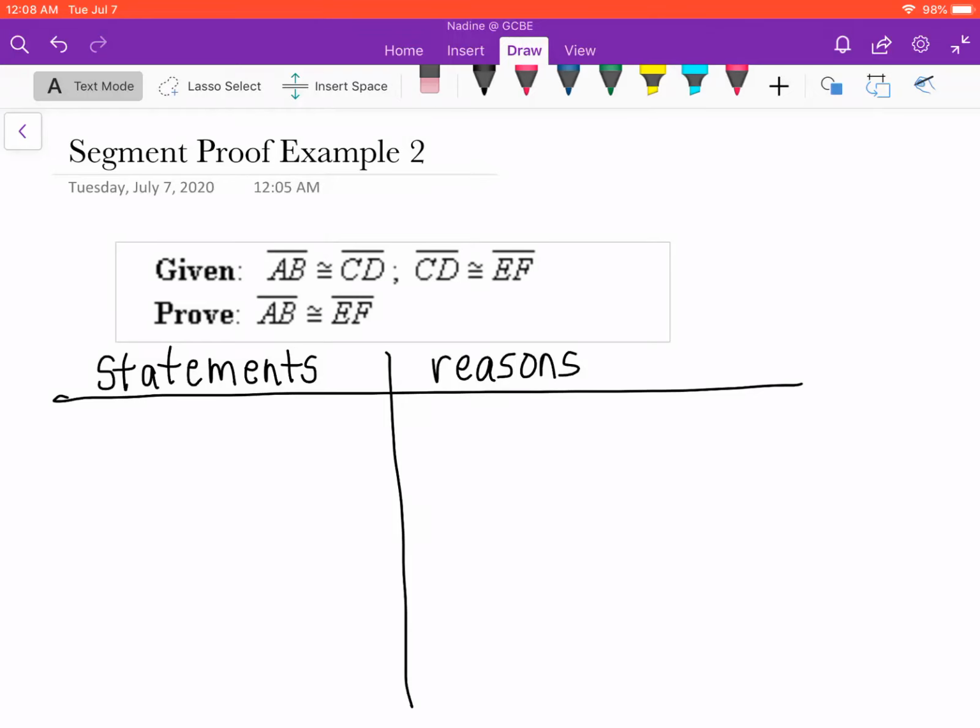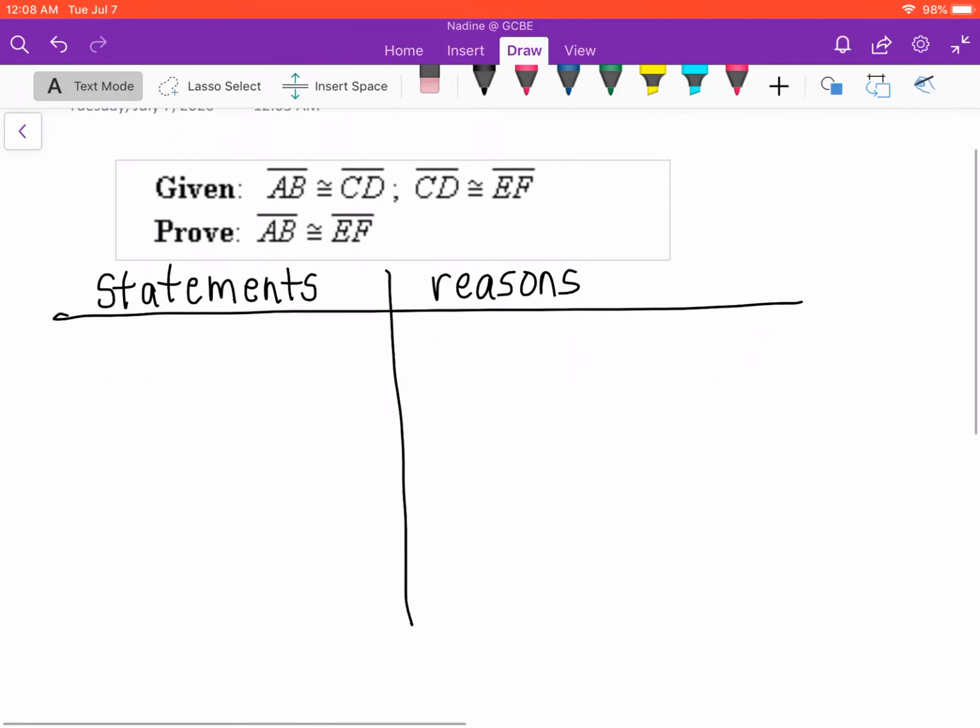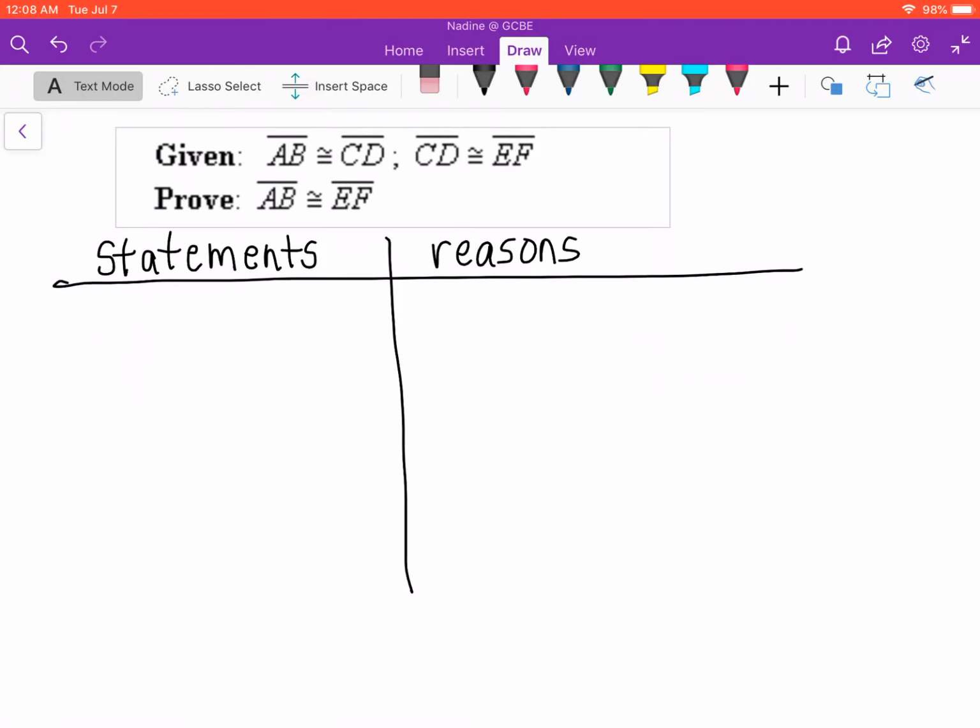Alright guys, so we're going to look at segment proof example 2. Okay, so we're going to start off with our given. Segment AB is congruent to segment CD. And they're also telling us that segment CD is congruent to segment EF. And they want us to prove that segment AB is congruent to segment EF.